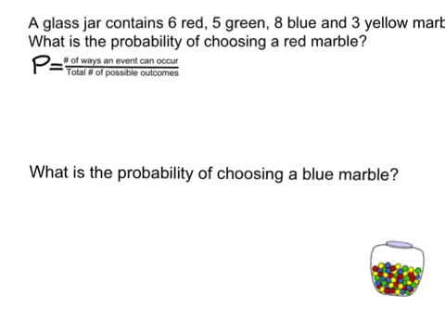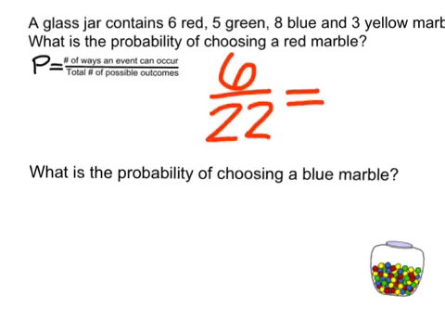So how many different ways can we pull out a red marble from that jar? How many marbles are going to be in that jar for us to pull out? 6 red marbles. That's the amount of ways that we can pull a red marble out. What are the total number of possible outcomes? 22. That's right, the total amount of marbles in the jar. We're not done yet, though. We need to reduce this. What can this reduce to? 3 over 11.